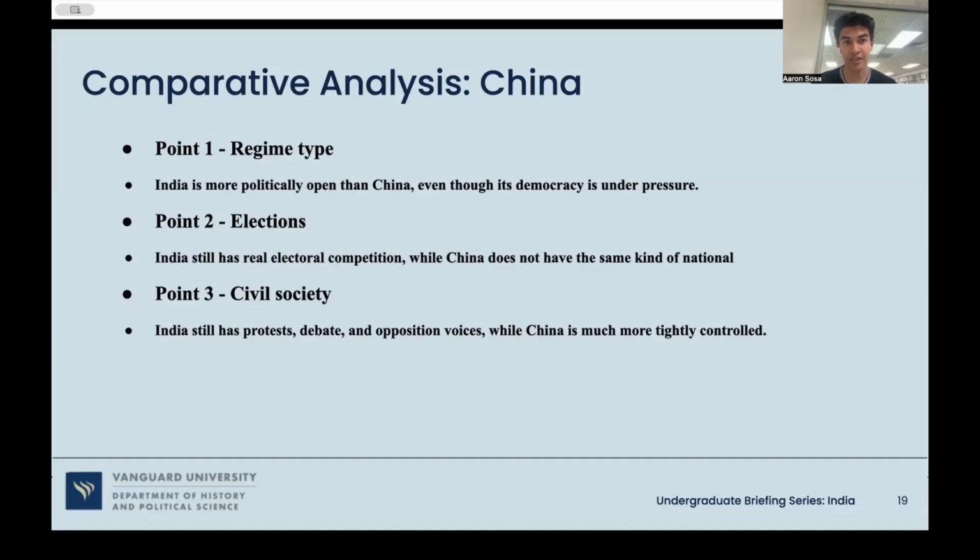That's not the same in China. In China, that kind of national multi-party competition does not exist in the same way. That makes India's system more open, even though it has real democratic weaknesses. And we're going to go into that as well.